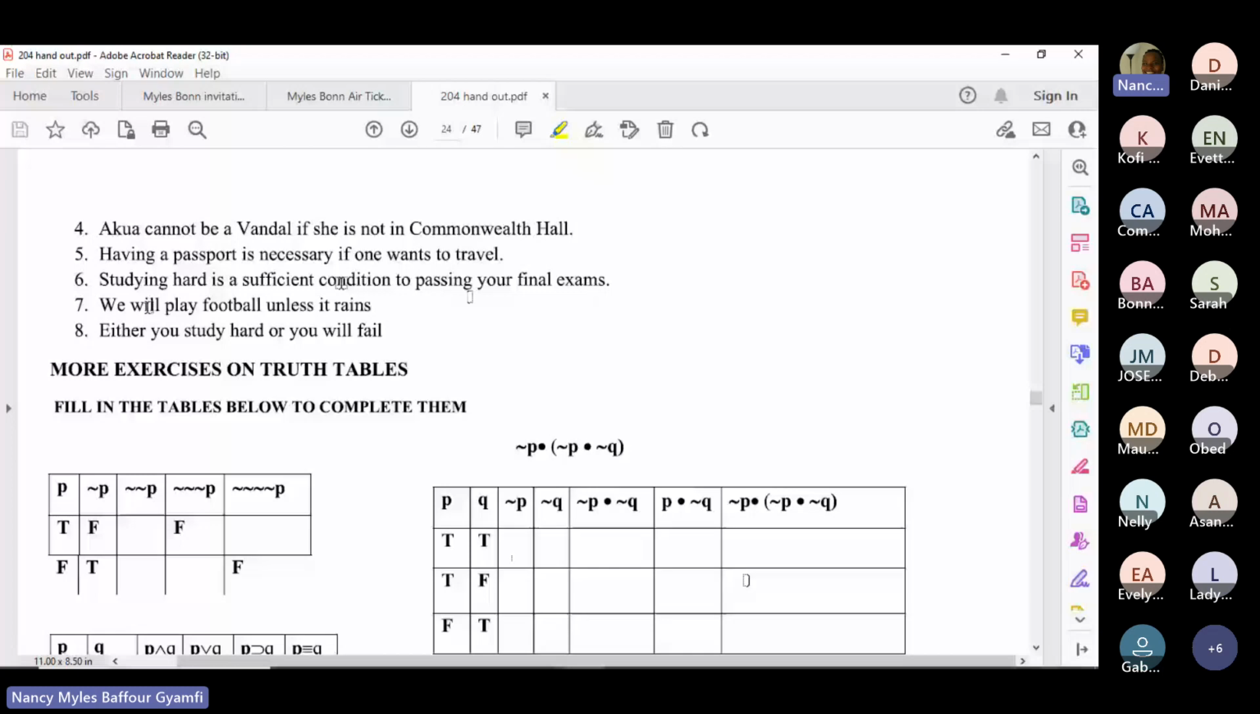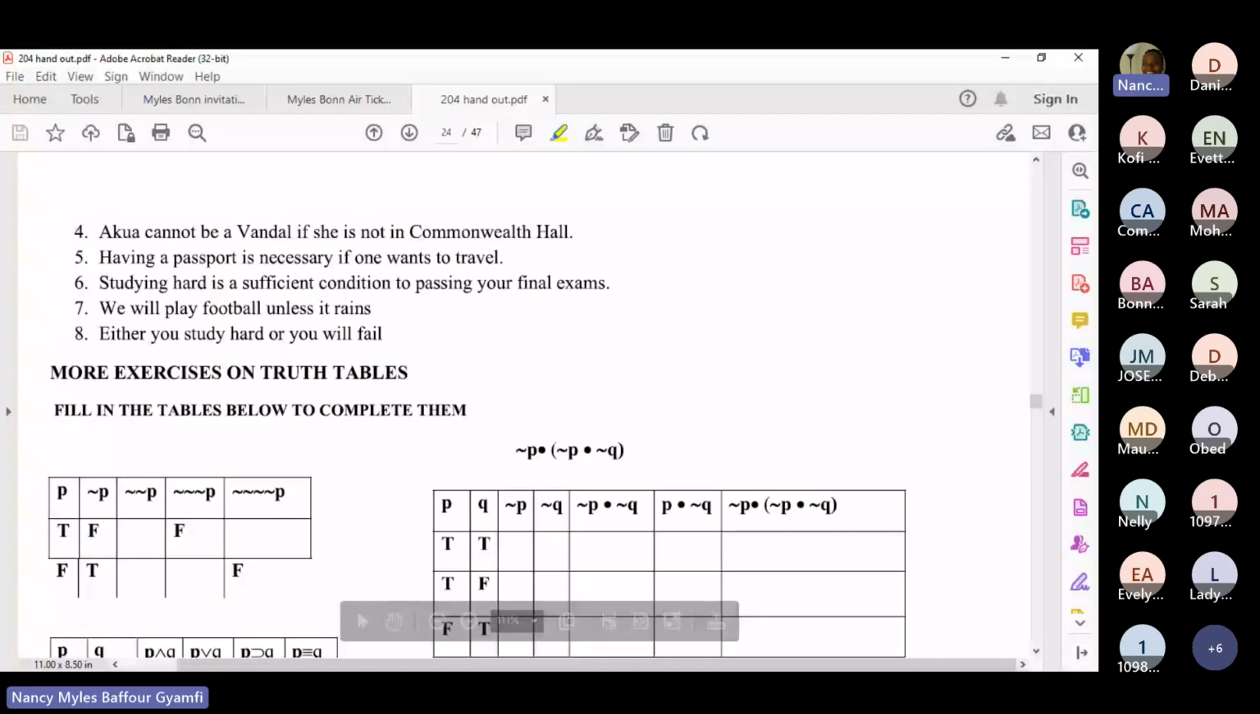So if I say, represent X studies hard with S, and represent X passes her final exam with P. So S for studying hard and P for passing the final exam. I said studying hard is sufficient to passing the final exam. How will you symbolize that? That's the question. Anybody?